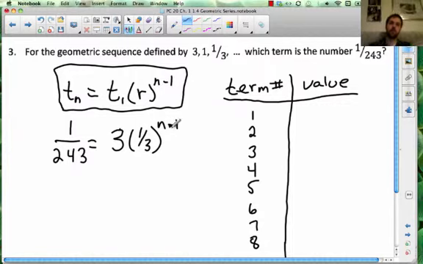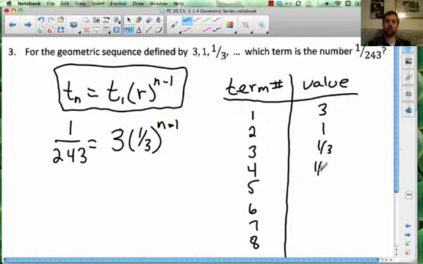There's a couple ways to do it. I'll show you the long way, but the easy way first, and then I'll show you the shortcut right after that. So 1 over 243 equals this is all our given information. Now here's a problem because our variable is in the exponent, so we can't evaluate this and then solve easily. So here's what I would do. I would write down the terms. Term 1 is 3, term 2 is 1, the next one is 1/3.